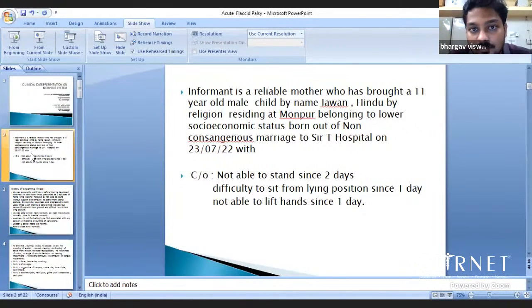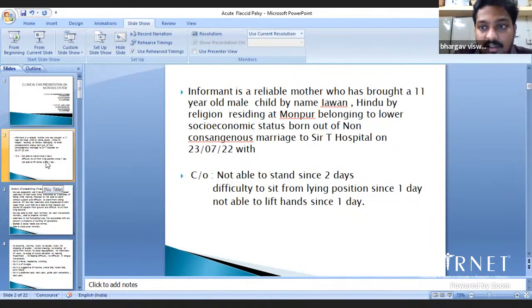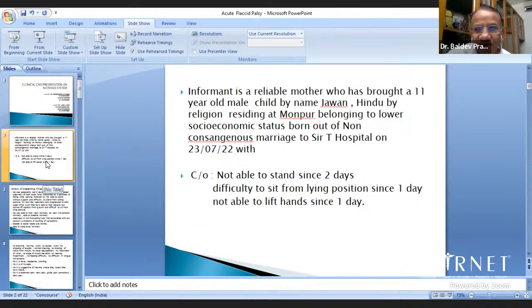Am I audible? Yes, yes. I think before you go for the further slides, let us take even the first two complaints only. He said that 11 years old boy has presented with not able to stand since 2 days and difficulty to sit from lying down position since 1 day, and even not able to lift the hands, that is also since 1 day. Tushar, how will you take it? Try to analyze. Tushar?